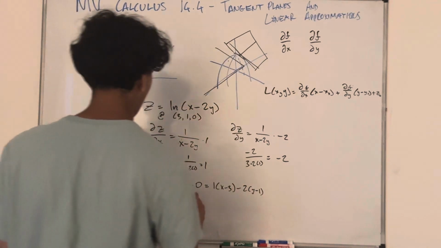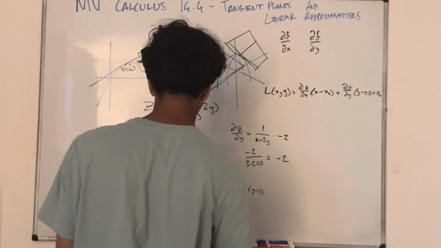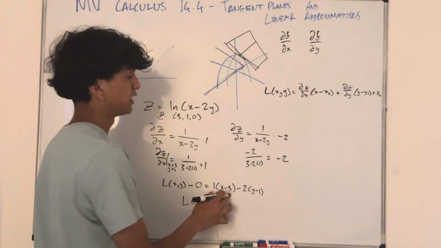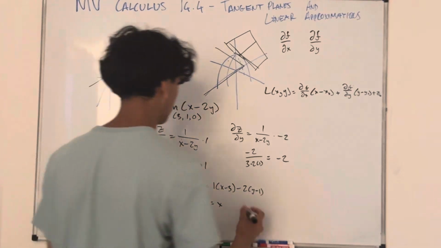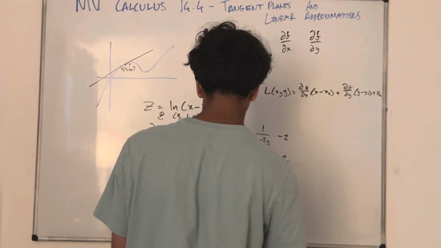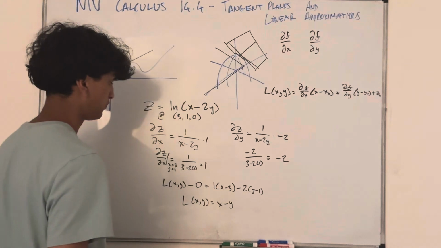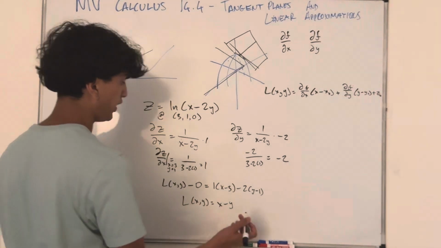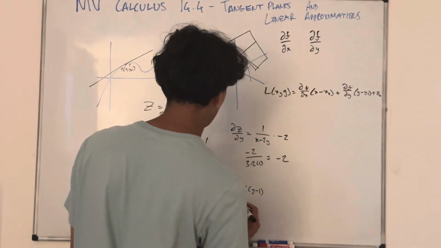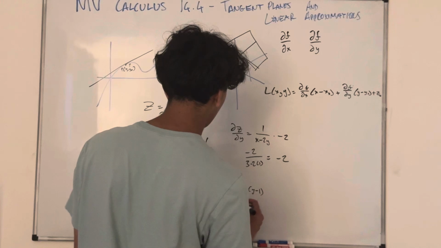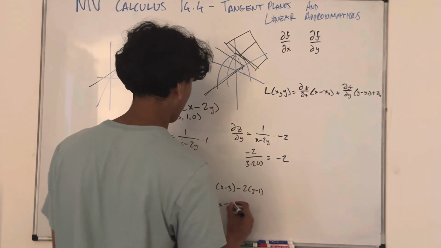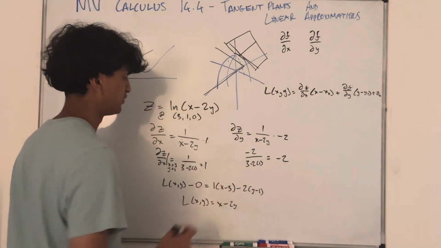If I were to clean this up, I would get L(x, y) equals x. Distribute. So minus 3. That would give me plus 2, so it should be x minus y. This should be maybe negative 3 plus 2. This doesn't seem right. Oh, because I'm distributing. Yeah, okay, it's x minus 2y plus 2.